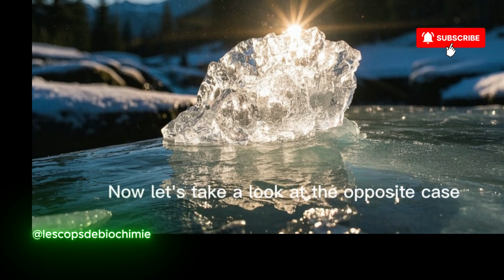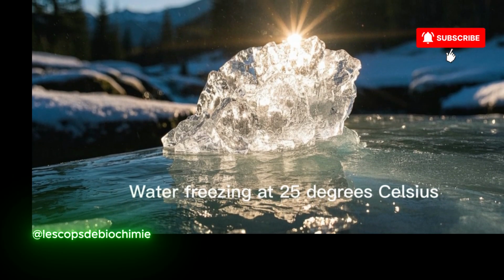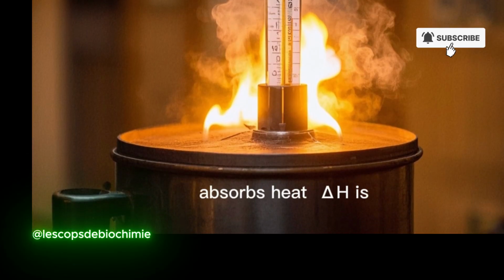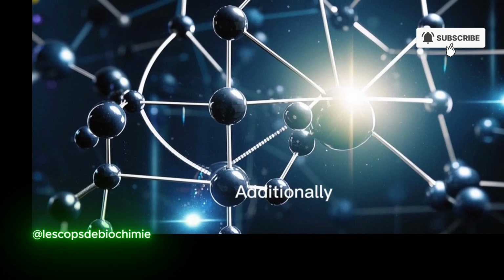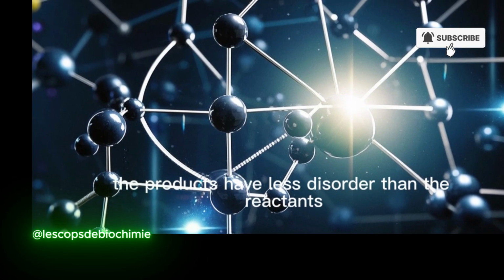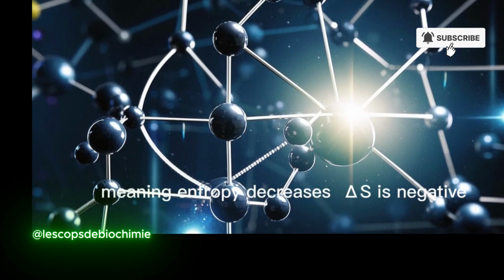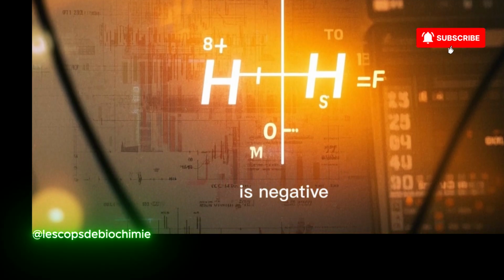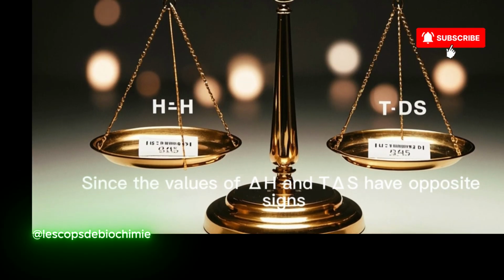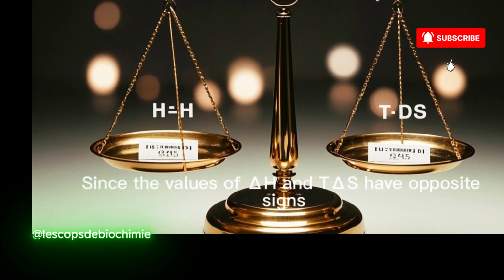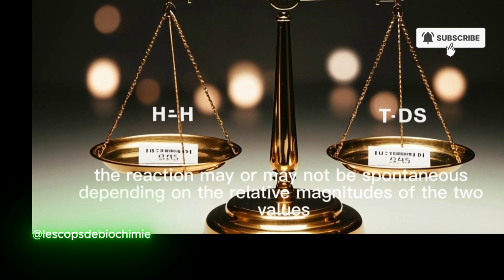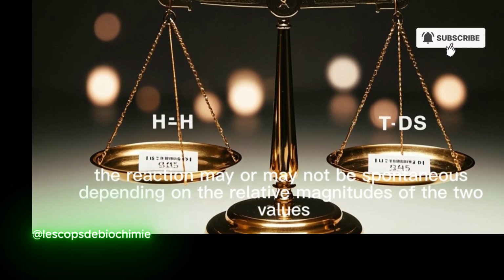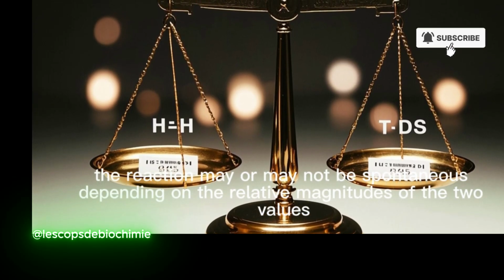Now let's take a look at the opposite case. Water freezing at 25 degrees Celsius. This process is endothermic and absorbs heat. Additionally, the products have less disorder than the reactants, meaning entropy decreases. So in this case, delta H is positive and T delta S is negative. Since the values of delta H and T delta S have opposite signs, the reaction may or may not be spontaneous, depending on the relative magnitudes of the two values.